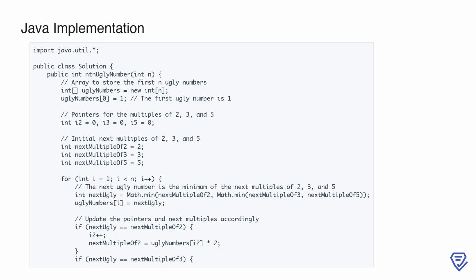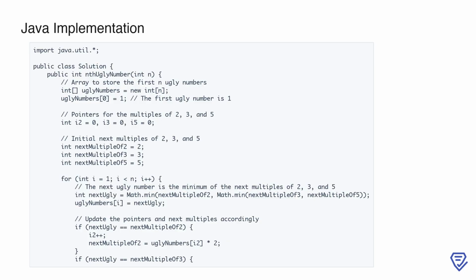Next, we define 3 pointers, i2, i3, and i5, which will keep track of the current indices for the multiples of 2, 3, and 5, respectively. Initially, all these pointers are set to 0. We also initialize the next multiples of 2, 3, and 5 as 2, 3, and 5, respectively. Then, we use a loop to compute the next ugly number.